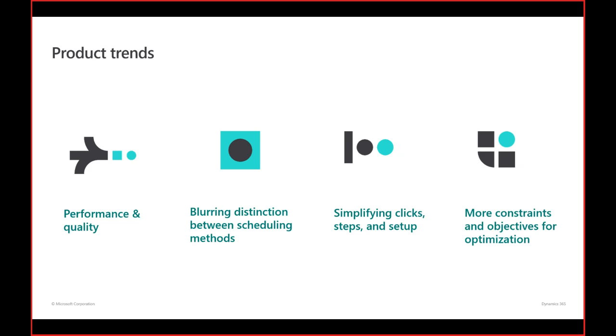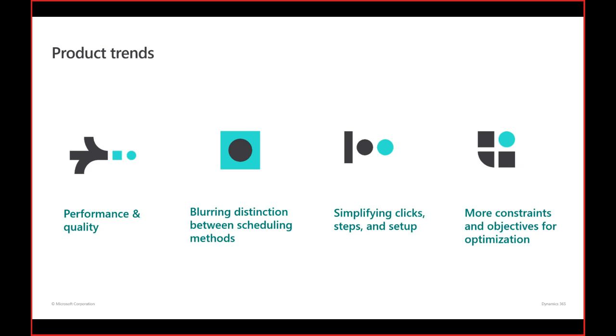Additionally, we are beginning to blur the distinction between the different scheduling methods. And by this, I mean when a dispatcher is manually scheduling, they should have an easy pathway to get to the schedule assistant if desired. And we are closing the gap between what the schedule assistant does and what automated scheduling does, or rather what they both consider.